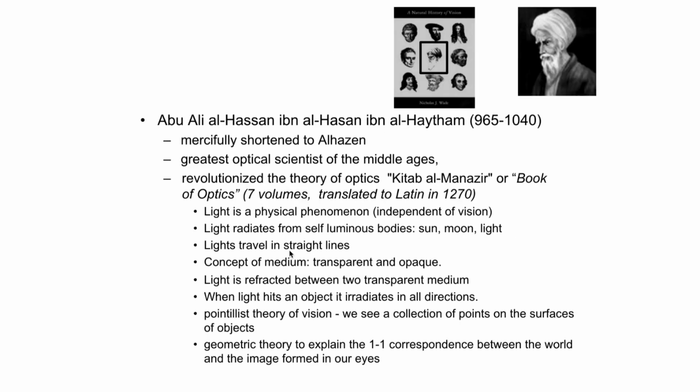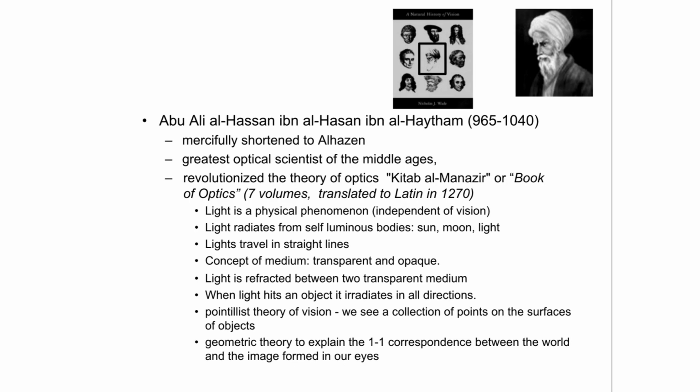The other guy who tried to challenge the extramission theory of vision is Abu Ali al-Hassan ibn al-Hassan ibn al-Haytham, or, shortened, al-Hazen. He's the greatest optical scientist of the Middle Ages. He's Iranian. He wrote this book called Kitab al-Manazir, or Book of Optics. He says generally light is a physical phenomenon, which is true, and he distinguishes light from vision.